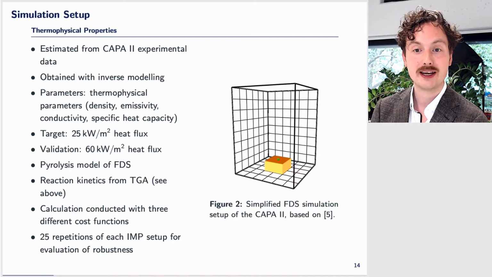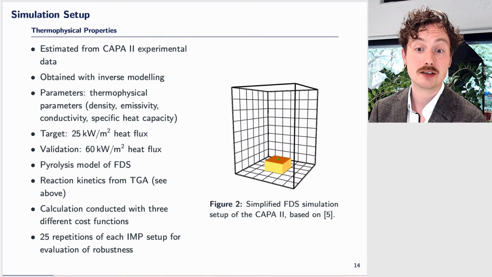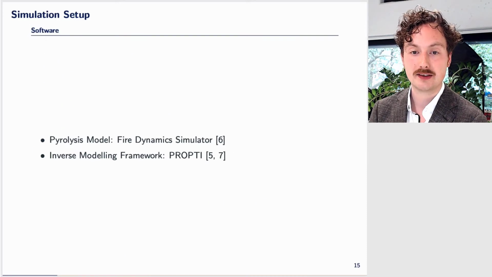We calculated 3 cases with a different cost function each and did 25 repetitions for each case. And as optimization framework, we used Propti that was developed by us, and for the actual modeling, we used Fire Dynamics Simulator.